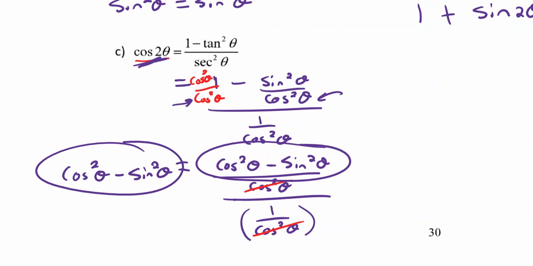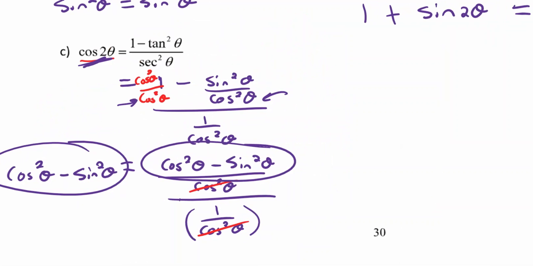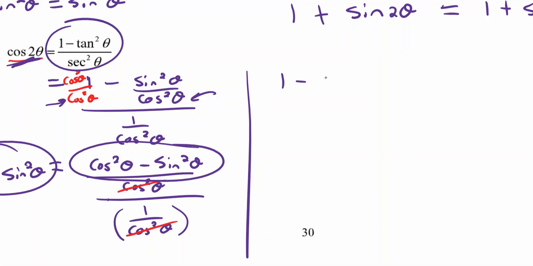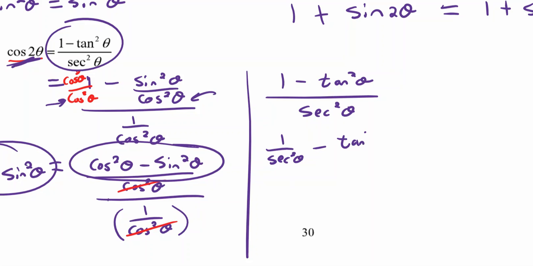Now, I do want you to recognize that we could have solved that in a different way. Maybe it's worth it. You'll need to write this down, but I just want to show you that you could have solved this in a different way. We could have started here and got down to cos squared theta minus sine squared theta, doing it in whatever method you like. So I also could have said this was 1 over secant squared theta minus tan squared theta over secant squared theta.